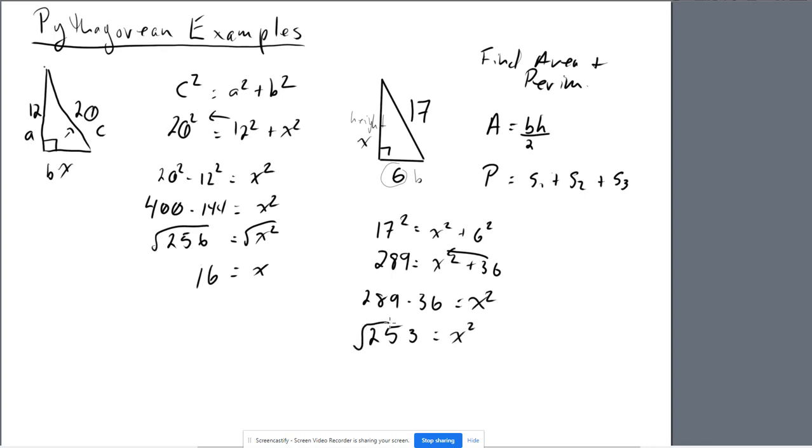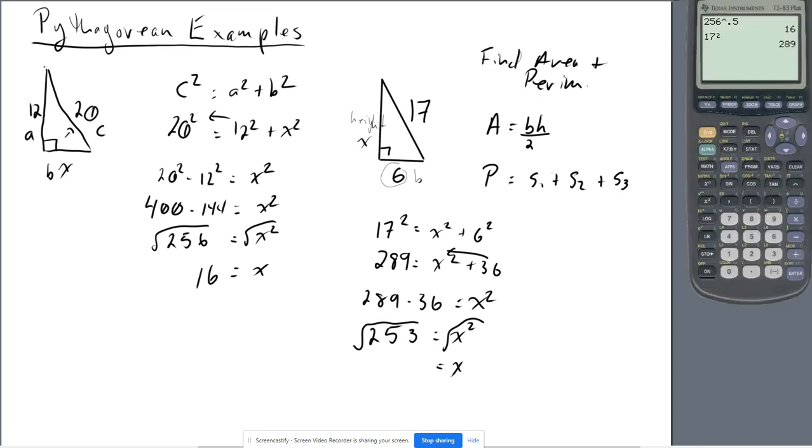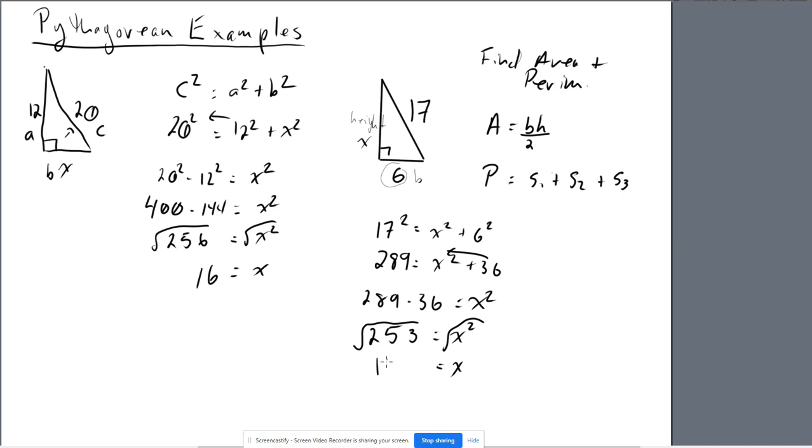And we're going to root both sides, and we're going to find out that x is equal to, I'm going to have to grab a calculator to do that one. So we're going to go to second function, square root of 289. Oh, nope, 253. So second function, square root of 253. And we're going to find out it's 15.91. So I'm going to come back here and know that x is 15.91.